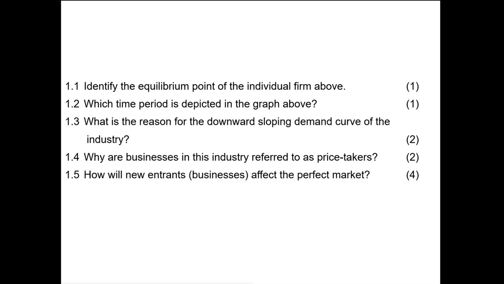All right, we have some responses for question 1.3. The question was, what is the reason for the downward sloping curve of the industry? Roosendaal High responds: when the quantity is more, the price will fall and demand will increase. Hence, consumers will demand more goods when prices are less, and this is why the demand curve slopes downwards. Basically this comes back to the law of demand. When prices are high, we buy less of the product. When prices are low or products are cheaper, we buy more. And that is the reason for the downward sloping demand curve.